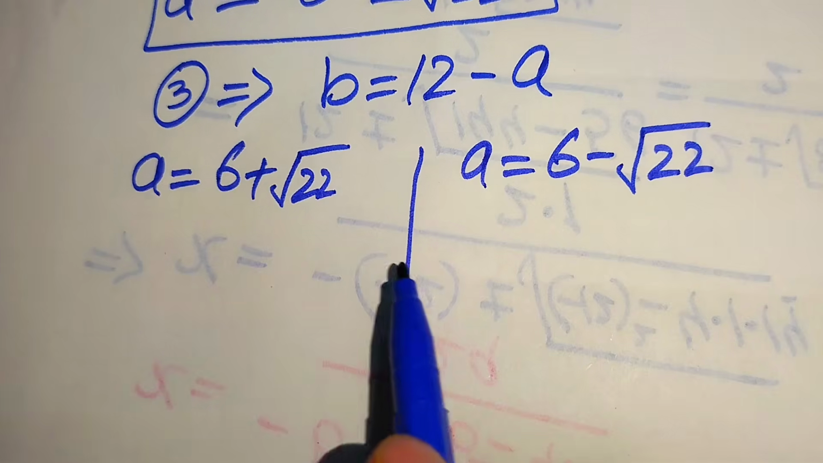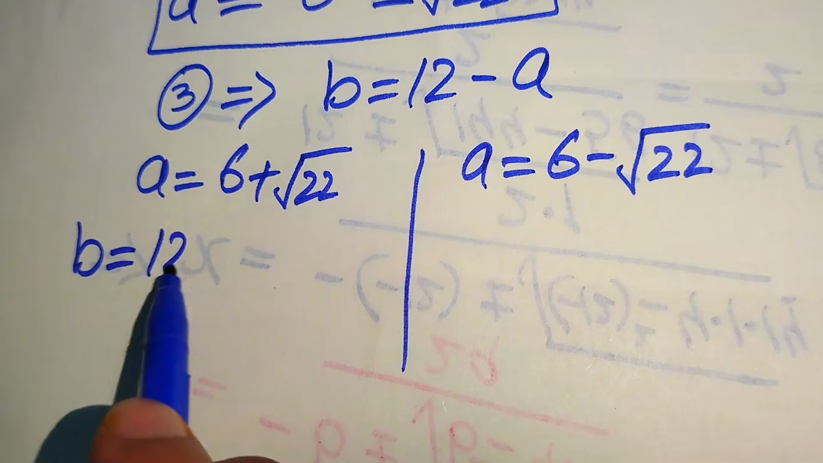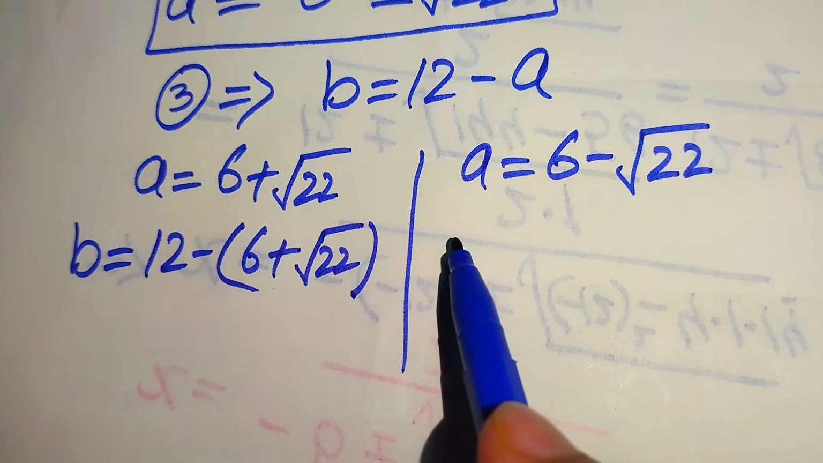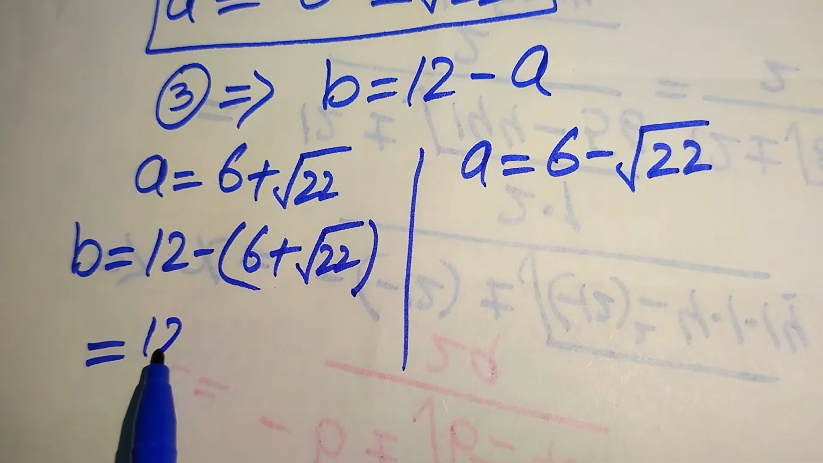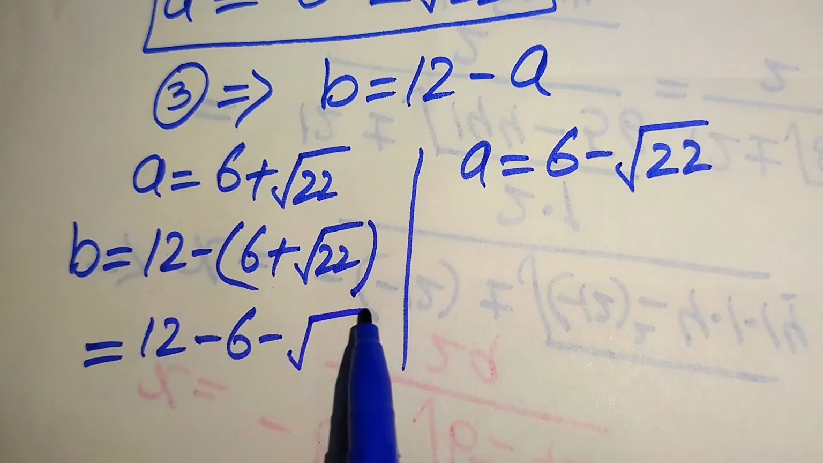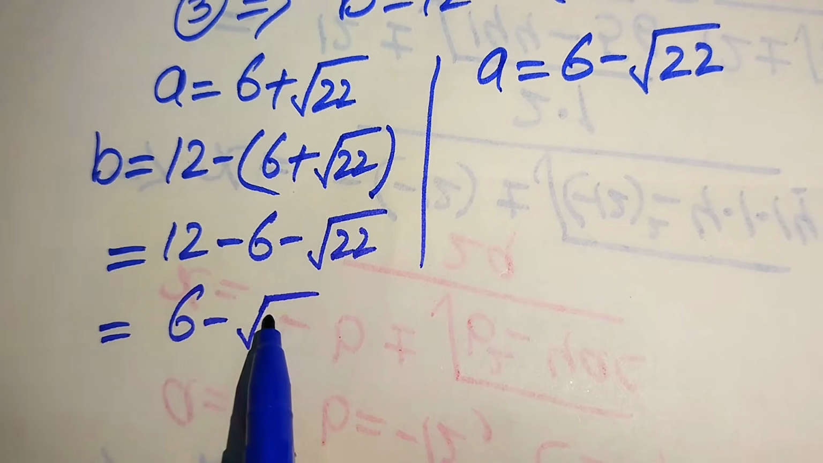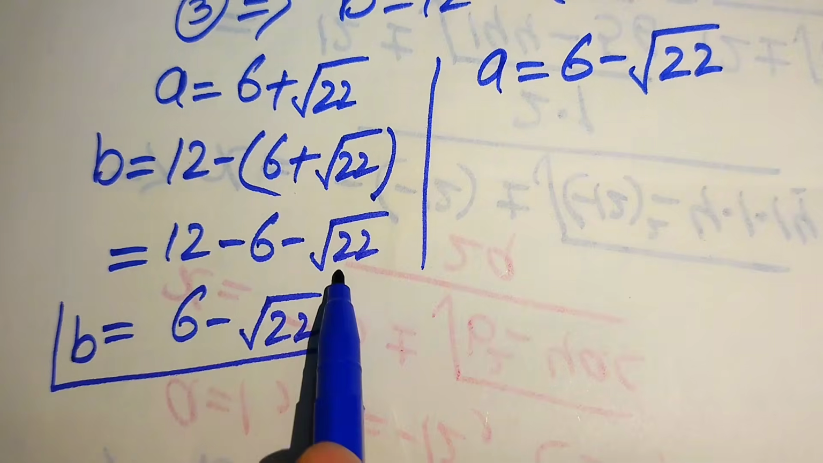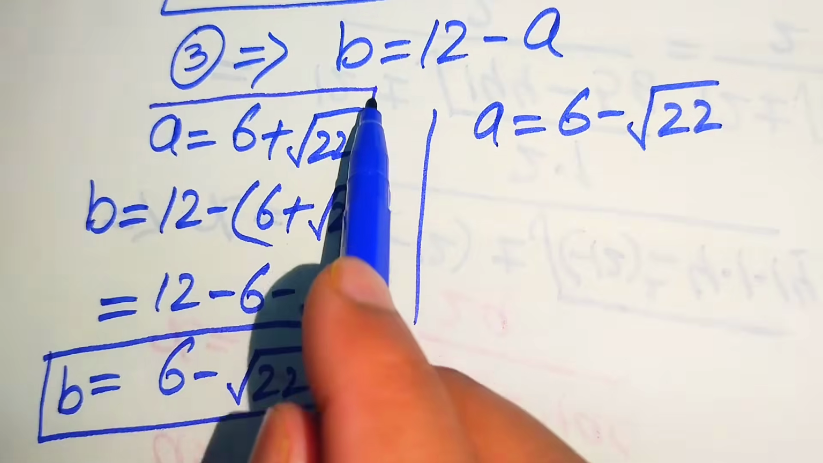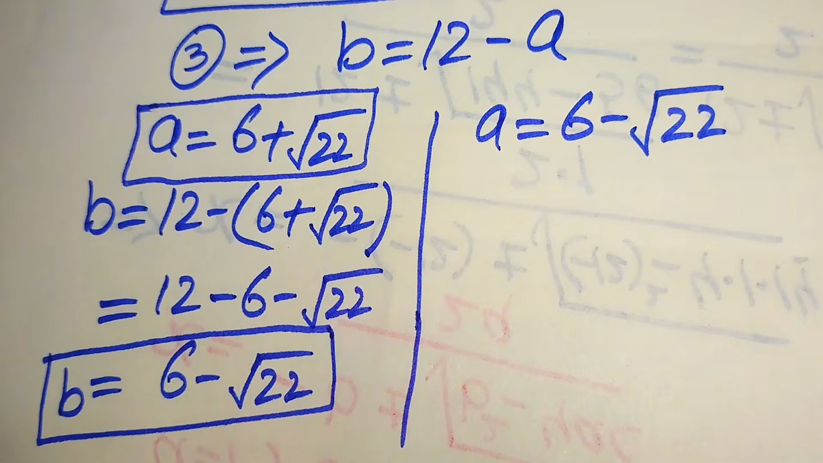Further in the next step, we substitute this value of a here. So we get b is equal to 12 minus a. The value of a is 6 plus square root of 22, and here we need more simplification, and it will be written as 12, we multiply this negative sign on each of these values, and it becomes minus 6 minus square root of 22. Further, we have 12 minus 6 becomes 6 minus square root of 22. So this is the value of b which we get here, and the corresponding value of a is this one. So this is our first ordered pair of solution.